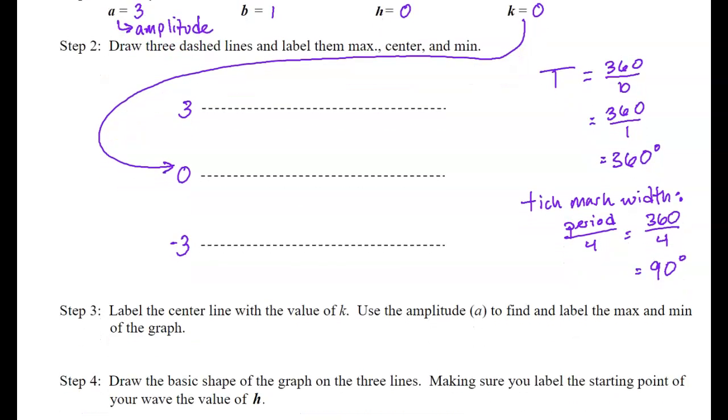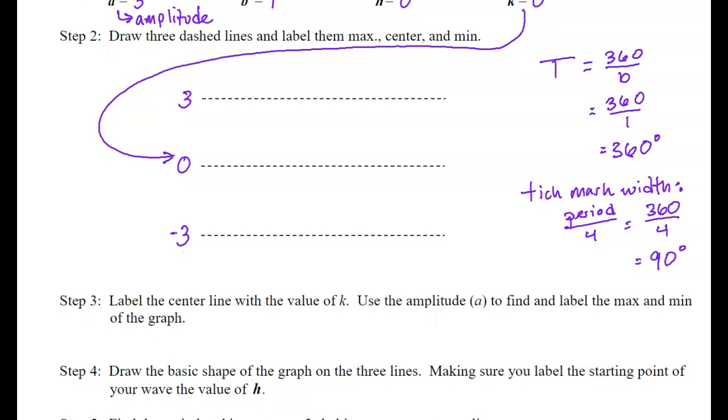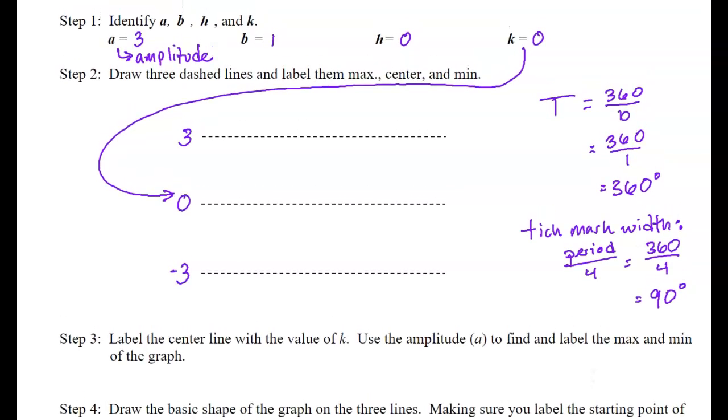Then you're going to place your tick marks on the graph. Your starting tick mark is always located at your H value. Here, because my H is 0, my first tick mark will also be 0. Then you use your tick mark width to get the rest. If my width between tick marks is 90 degrees, the next tick mark is 90. Then you keep adding the tick mark width: 90 plus 90 is 180, 180 plus 90 is 270, and 270 plus 90 is 360.